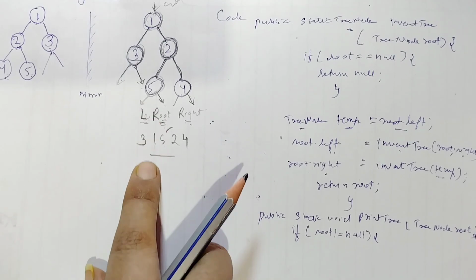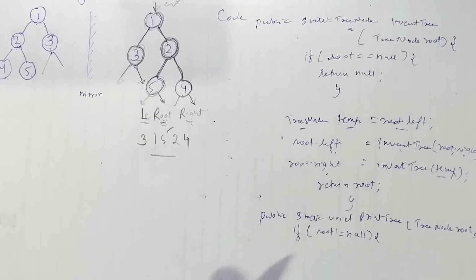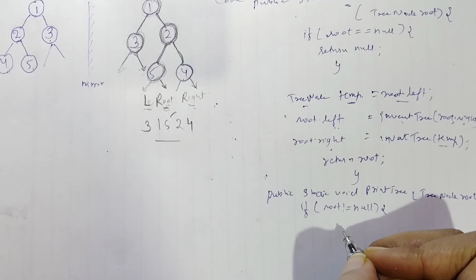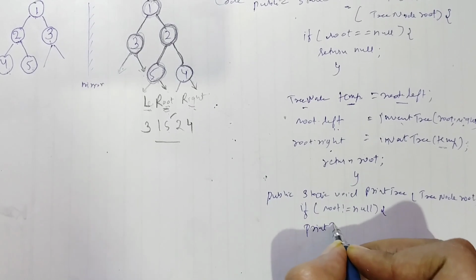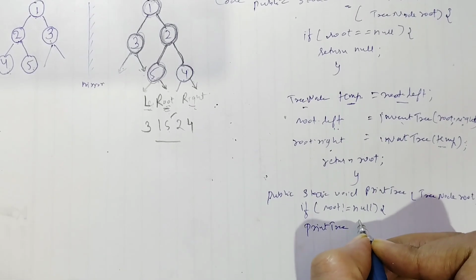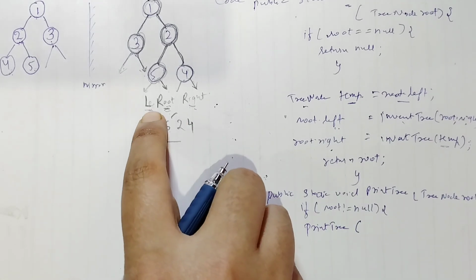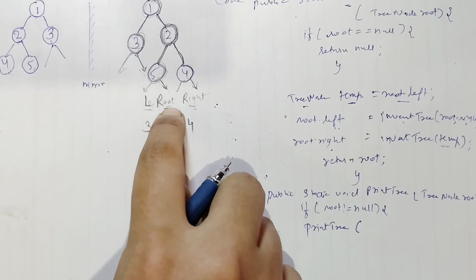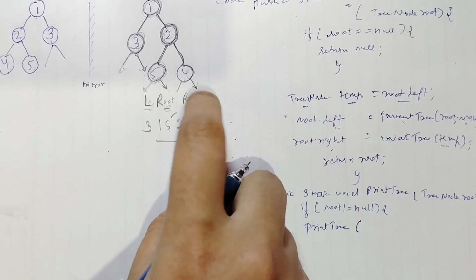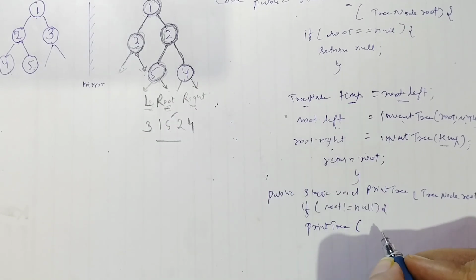So for this in order traversal, we have to write its code. For writing this, we are using recursion here, so we have to call this. We are calling this print tree. Now in our in order traversal, first is our left. It will print our left child, then it will go to our root node, then it will print our right child. So we have to write in this way only.